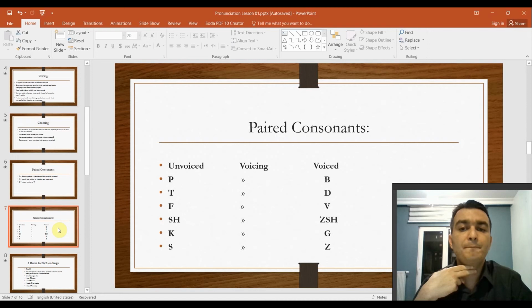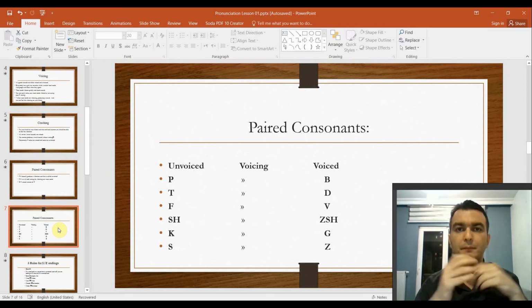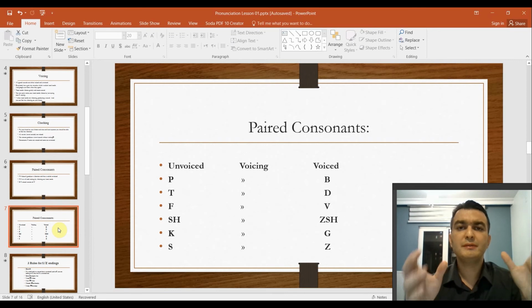V, v is voiced. Like sh, unvoiced. Like j, voiced. Like k, unvoiced. Like g, voiced. Okay, we have to feel the vibration basically. And also we have s, s, unvoiced because no vibration again. Z, voiced because of a vibration. Basically, they are so similar to each other, and in linguistics, they are actually the same.